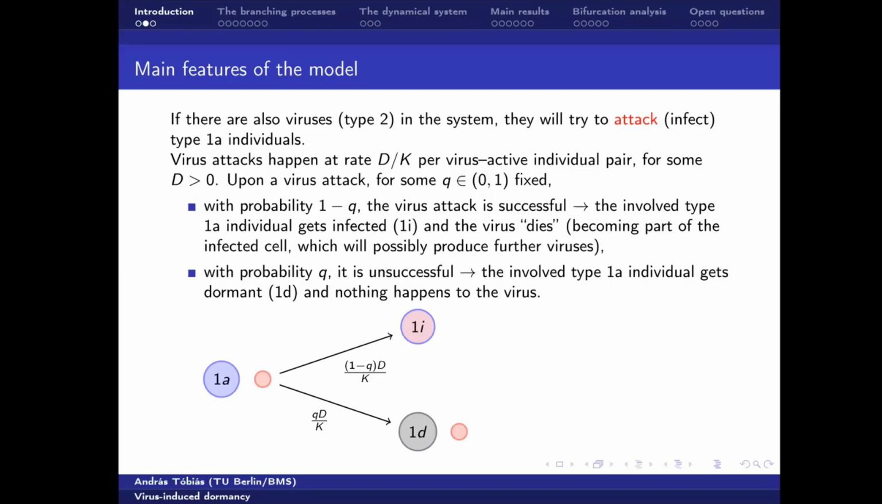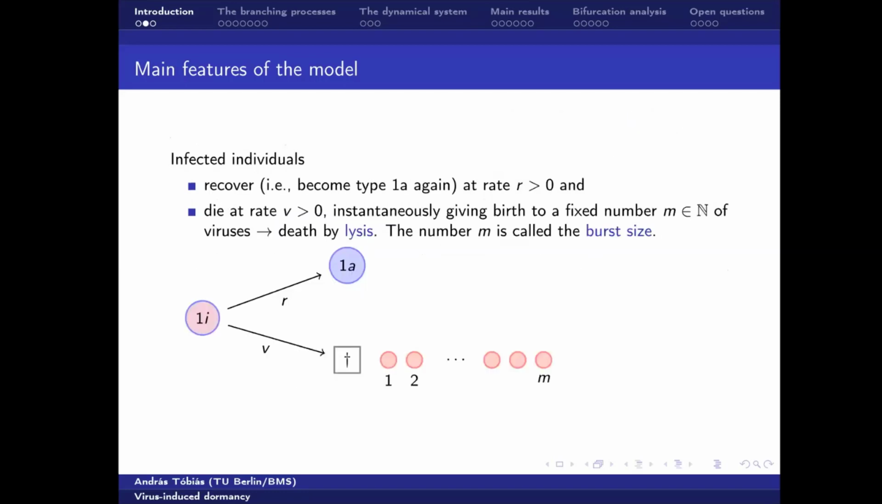Exactly, a free virus particle. And then what is the fate of these infected individuals? Either they recover, which happens at some rate r greater than 0, or they die via lysis at rate v greater than 0. And we have a fixed burst size m, which is some positive integer. At each death by lysis event, it ejects m new virus particles, and it gets exhausted and then dies. So this is how lysis works in our model.